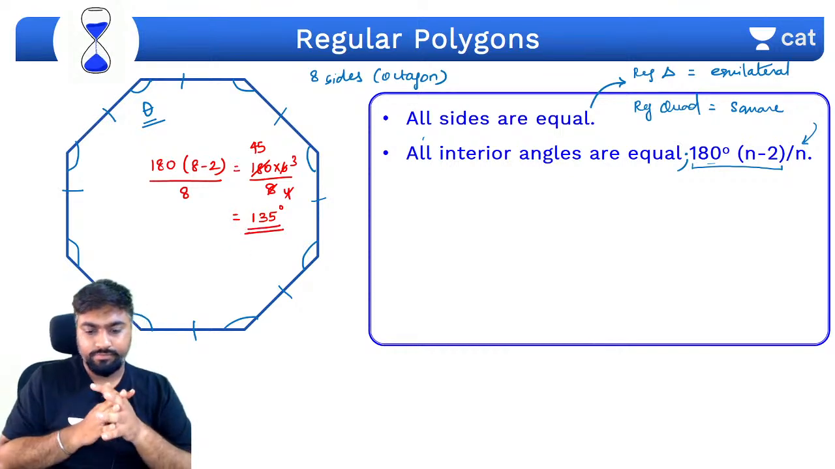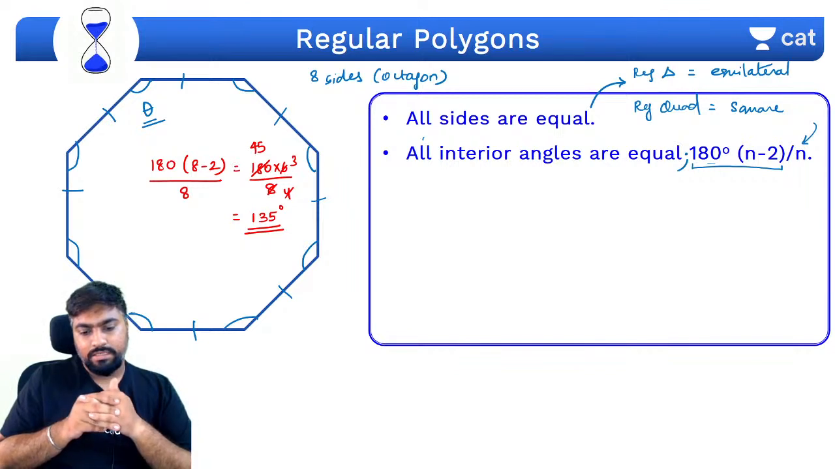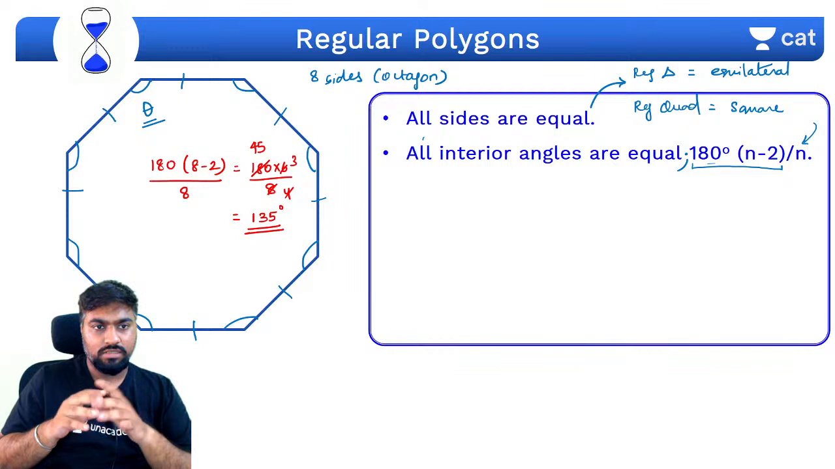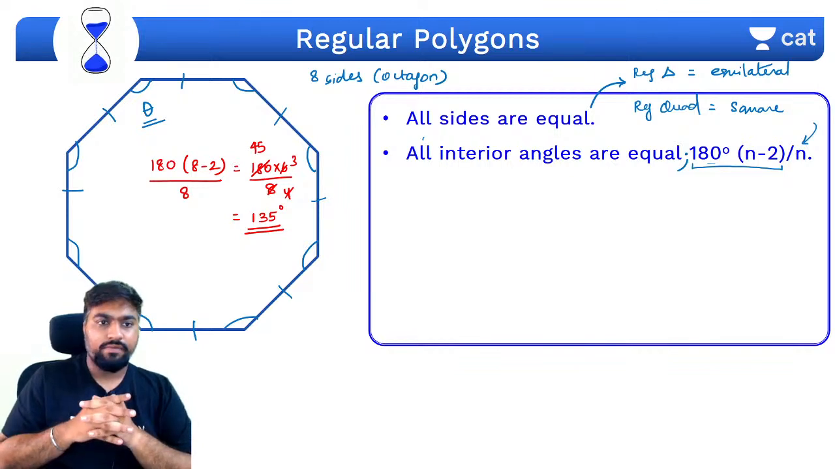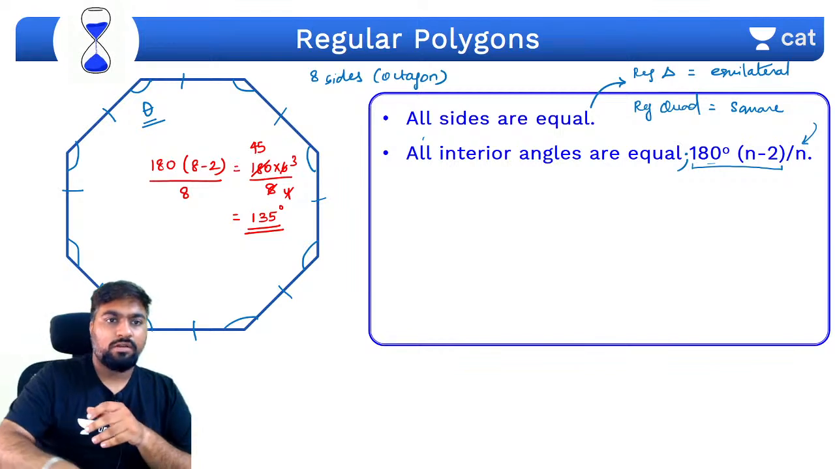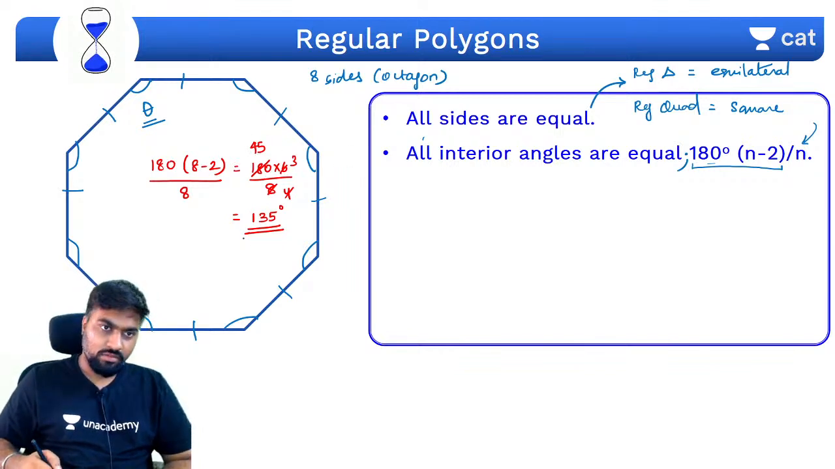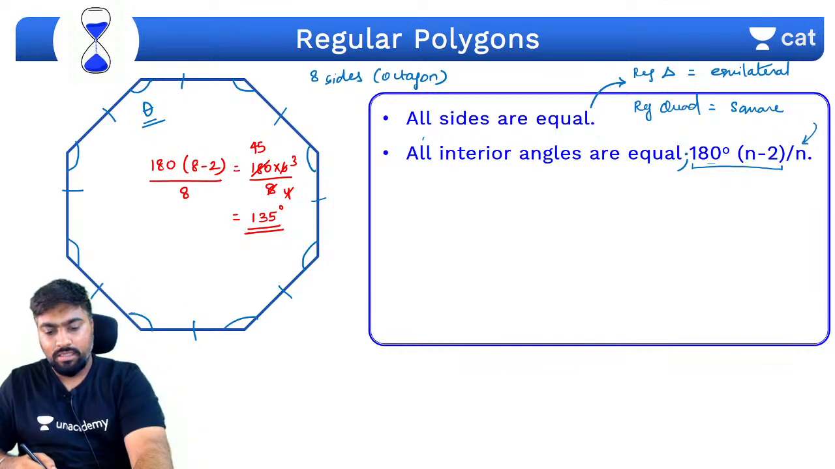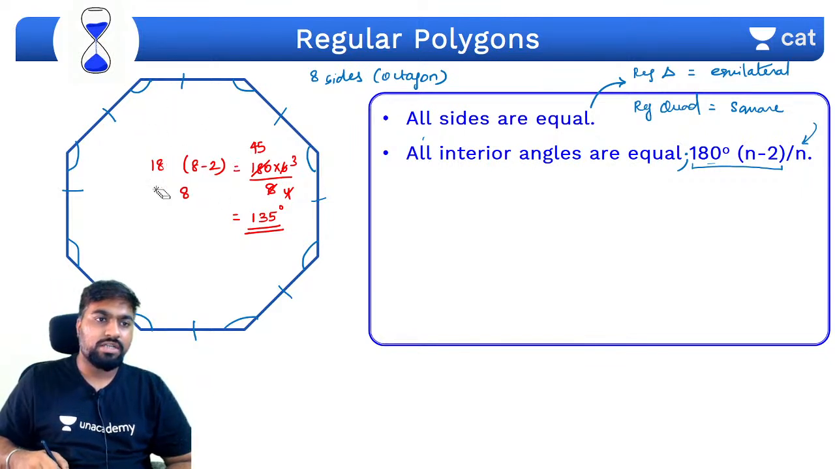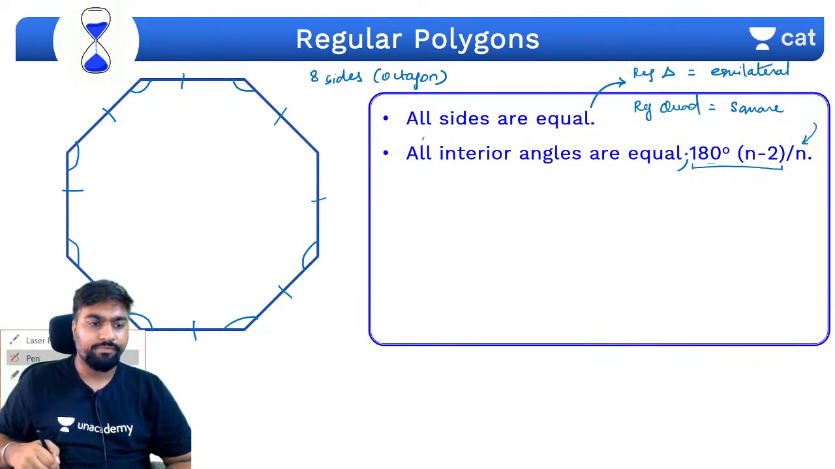Got it? Are you understanding this? 135 degrees. Yes, so everybody who said 45, I hope this is clear. So for an octagon, it will be 135 degrees each. Yes, so ultimately for 8 angles, it will become 1080. Understood? So that's with a regular polygon: all the angles and all the sides will be equal.